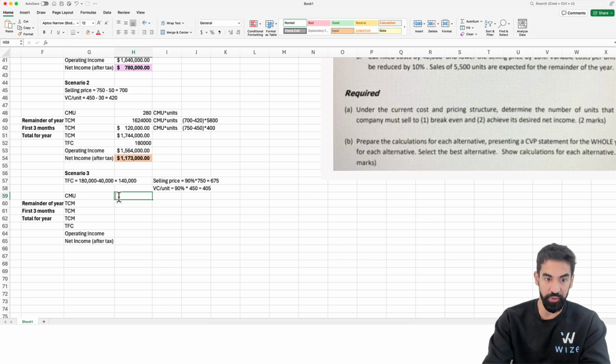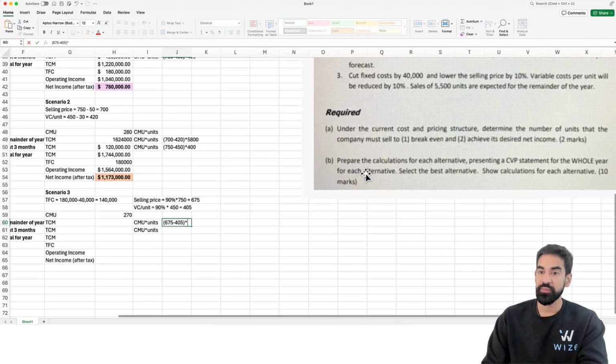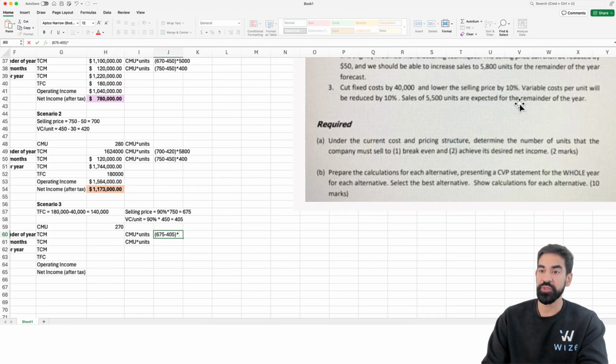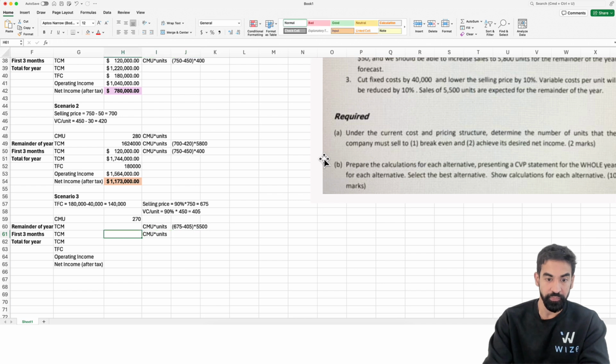So what's my contribution margin per unit? I take the selling price, 675, minus the variable cost per unit, 405. That gives me this number. What's the total contribution margin? Same thing as what I did here. It's the CMU times the number of units. So in this case, that's going to be what we just did, 675 minus 405 times, what's the quantity now? Sales of 5,500 units are expected for the remainder of the year. So here I'm going to multiply this by 5,500. So here I can say is equal to the CM per unit, 270 times 5,500. That'll give me this number.